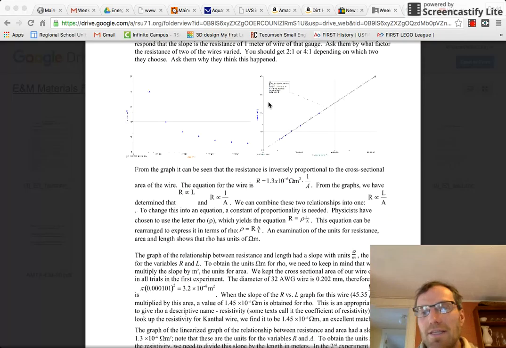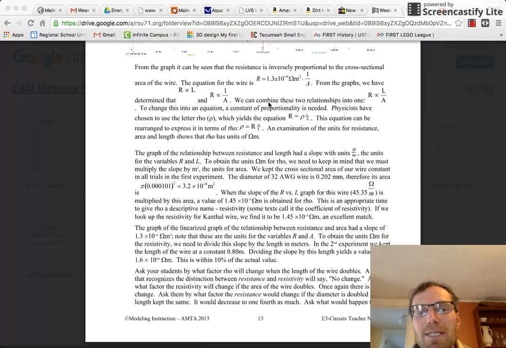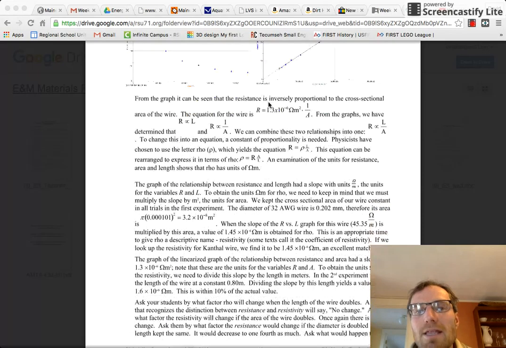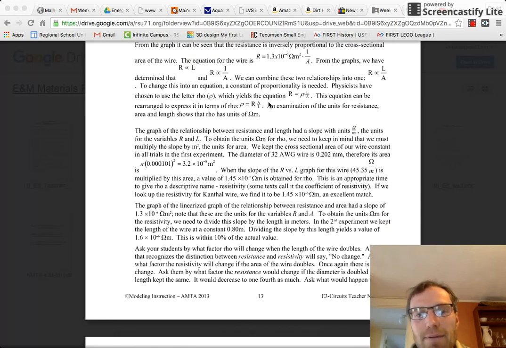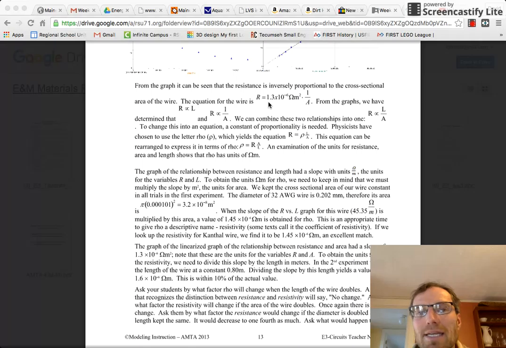But anyway, this equation was interesting because some of the thought experiment questions in the teacher's notes for this lab ask the students, for example, by what factor will rho, or resistivity, change when the length of the wire doubles? And the correct answer is no change. But that's not necessarily embodied in this equation. Rho equals resistance times area divided by length.